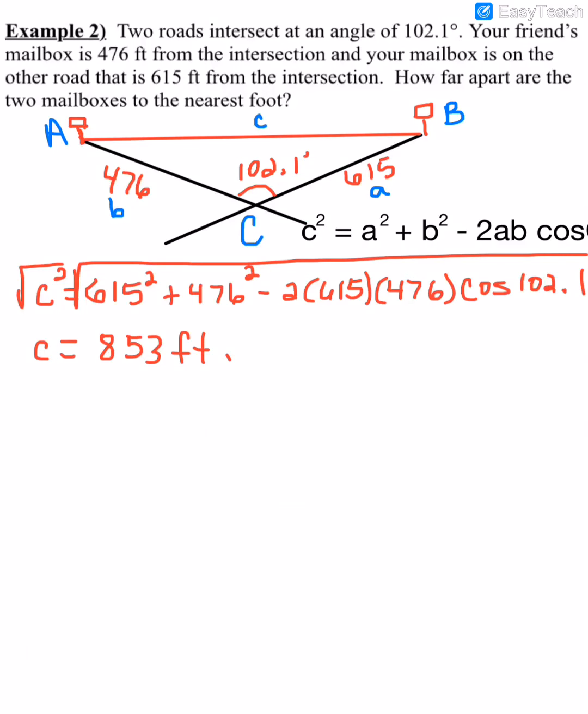Now, if we were trying to solve this triangle, then we could go on to use the law of sines to find the missing angles, but we answered the question that they're asking here: how far apart are the two mailboxes, and it's 853 feet. So we're done with this problem.